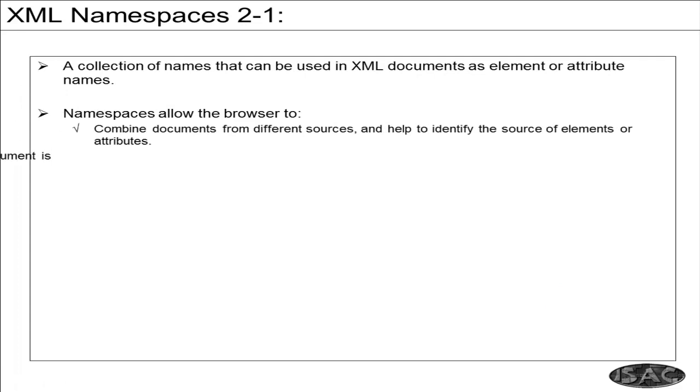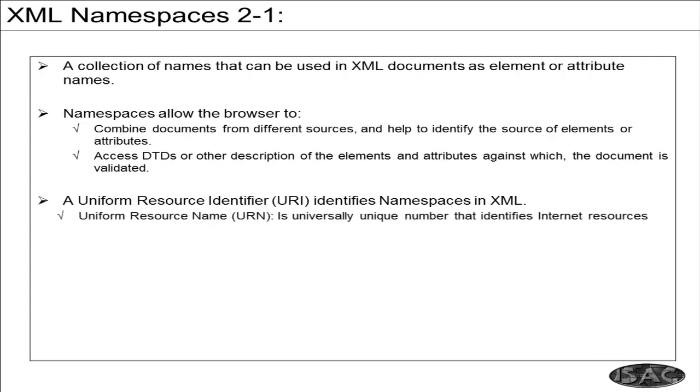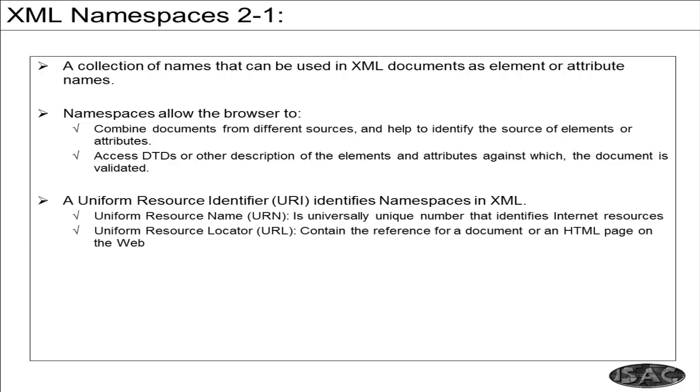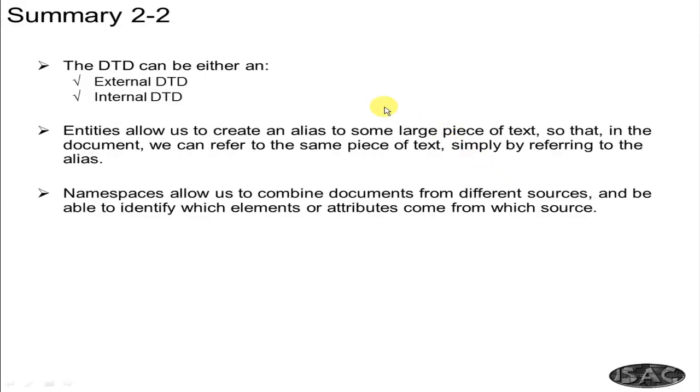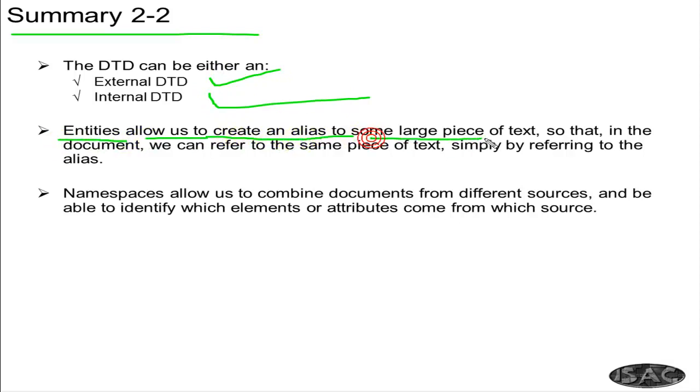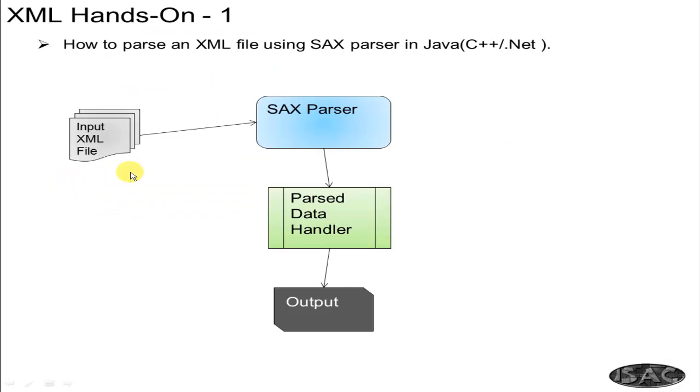What is namespace? XML namespace is not in the scope of our discussion, so we'll skip this part. In this XML session, we have covered external DTD and internal DTD, and we know that entities are like variables which allow us to create an alias to some large piece of text, so that in the document we can refer to the same piece of text simply by referring to the alias. Next we'll talk about how to do the XML hands-on.